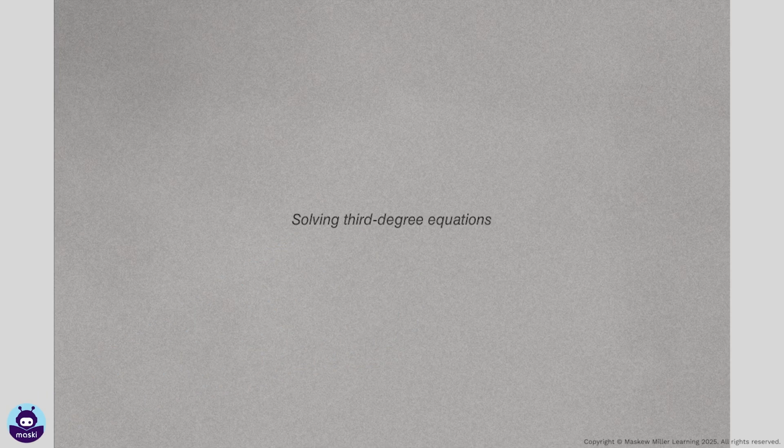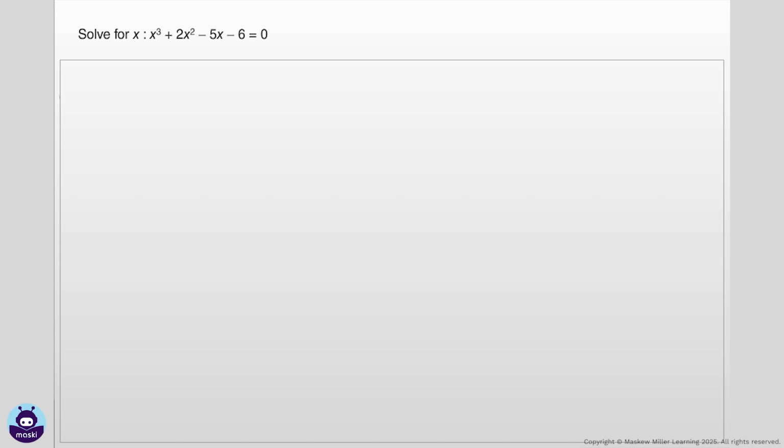Solving third-degree equations. Solve for x. x cubed plus 2x squared minus 5x minus 6 equals 0. Solution. Let f of x equals x cubed plus 2x squared minus 5x minus 6.